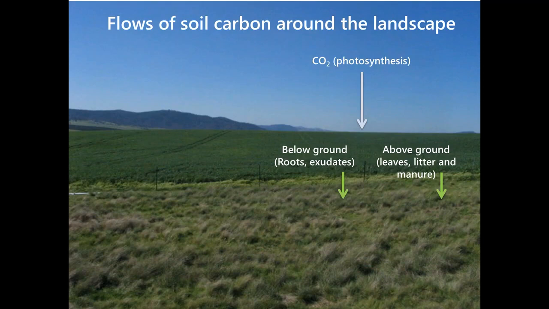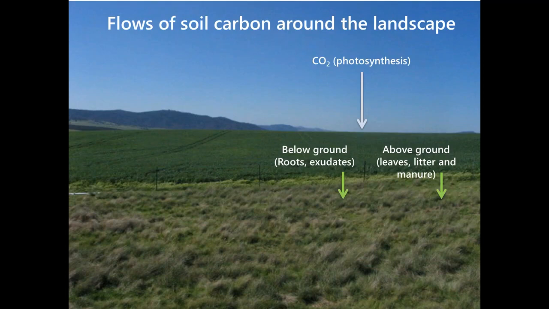So we've got the above ground organic matter that we can see, the leaves and the litter and the manure that gets left on the soil surface. And then we've got the below ground contribution of organic matter to the soil in terms of the roots. And with our grazing management, this is a really important way of contributing organic matter to the soil. But also importantly is through root exudates. So the carbohydrates and the carbon rich liquids that leak out of our plant roots to feed microorganisms.